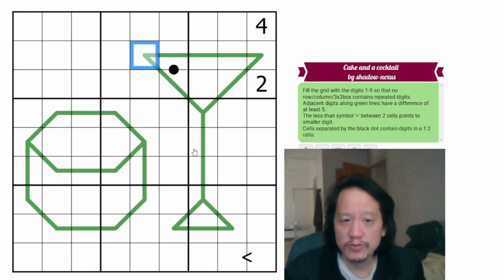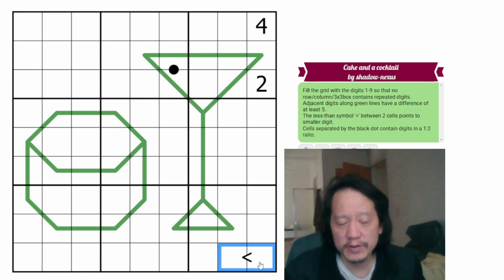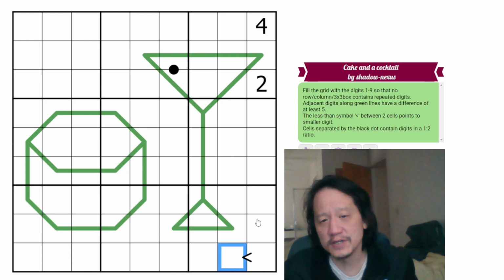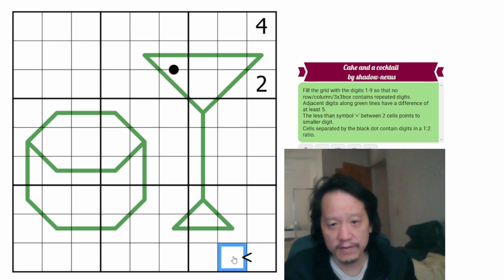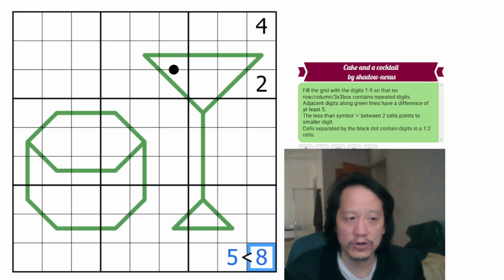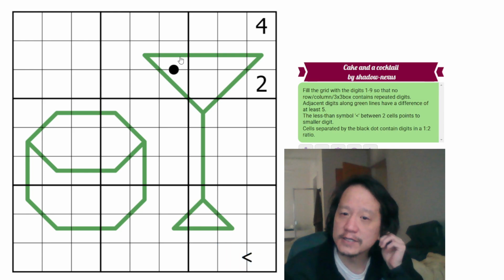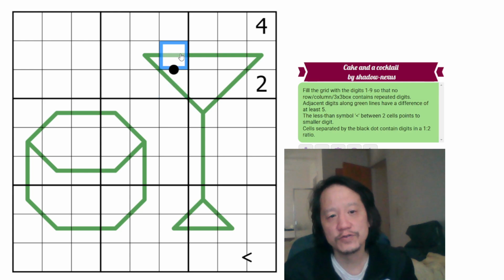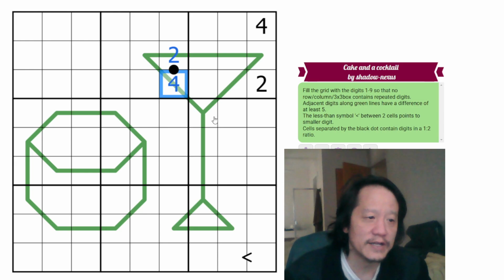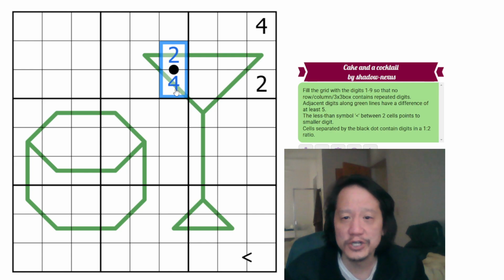The less than symbol between two cells points to the smaller digit. So basically, this has to be larger than this. So this has to be smaller than this. So therefore, anything like, for example, 5 and 8 would work, because then 5 is less than 8. Cells separated by a black dot contain digits in a 1 to 2 ratio. So for example, if this were a 2, this would have to be a 1 or a 4 to maintain the 1 to 2 ratio. And those are all the rules. If you'd like to play along, there's going to be a link in the description. And now, I'm going to get started.